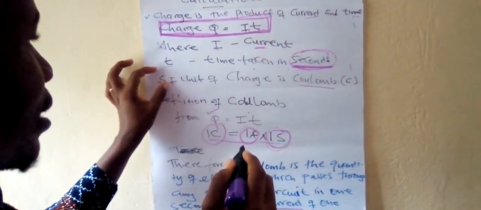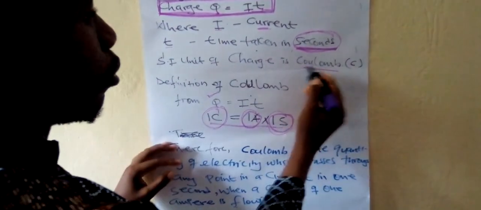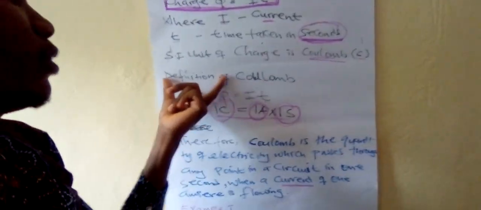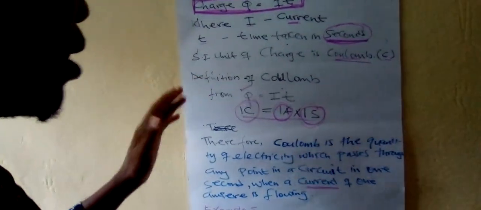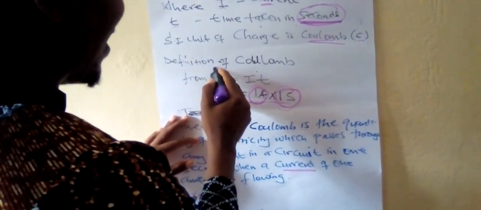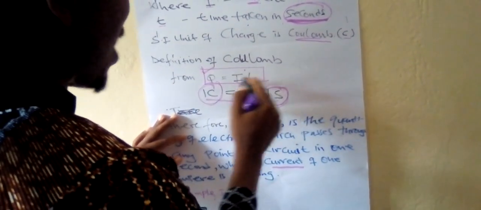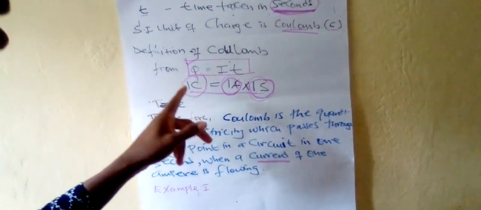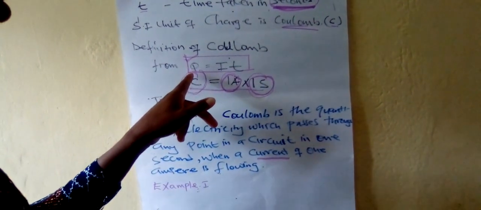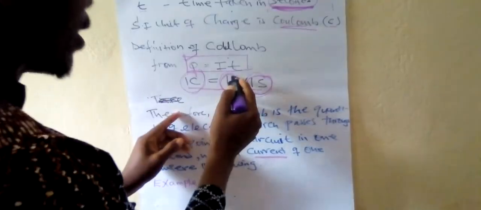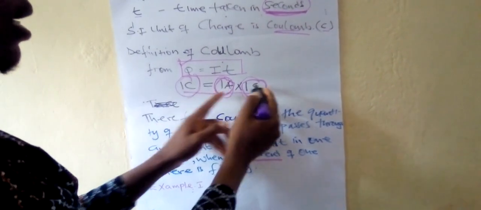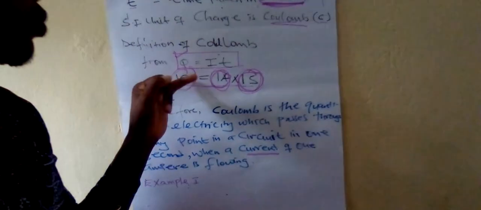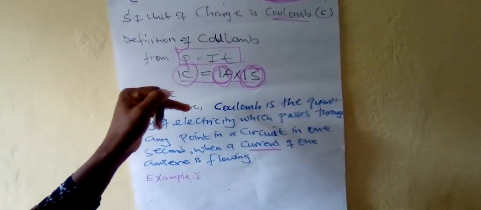Now, the unit of charge is the coulomb, abbreviated as C. Let us look at the definition of a coulomb. We get the definition of a coulomb from our formula that charge is equal to I times T. We shall have one coulomb only if the current is 1 ampere and the time is 1 second. That is when we shall be able to have one coulomb.